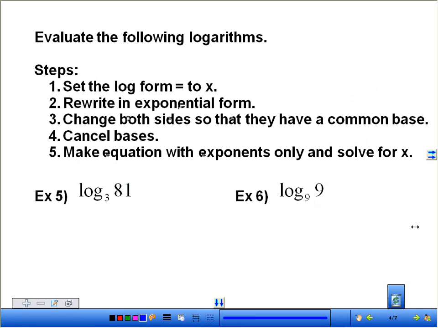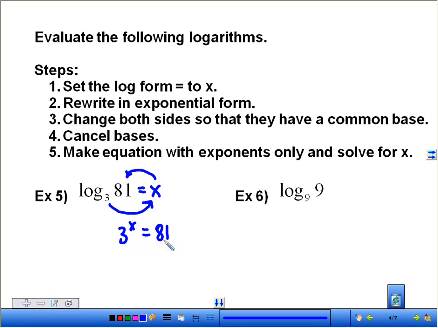Okay, now let's use this. Here are some steps if you need to stop the video and write these down. First thing we're going to do is set the log form equal to x, and then change it to exponential form. 3 to the power of x equals 81.